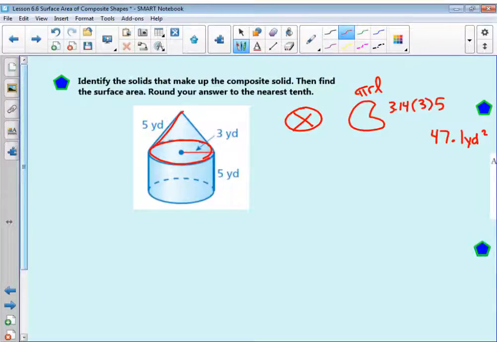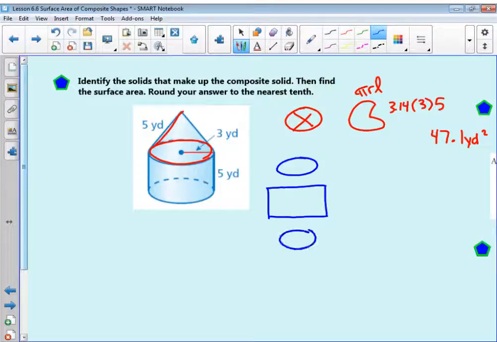Okay, then my other shape that I have is the cylinder. Normally when we do a cylinder, we have a top, and then we have a rectangle, and we have a bottom. Once again, this top of the cylinder is where they connect, so I'm not going to do that one. Area of a circle is pi r squared, so our radius is 3. So 3 squared is 9 times 3.14, gives us 28.26.